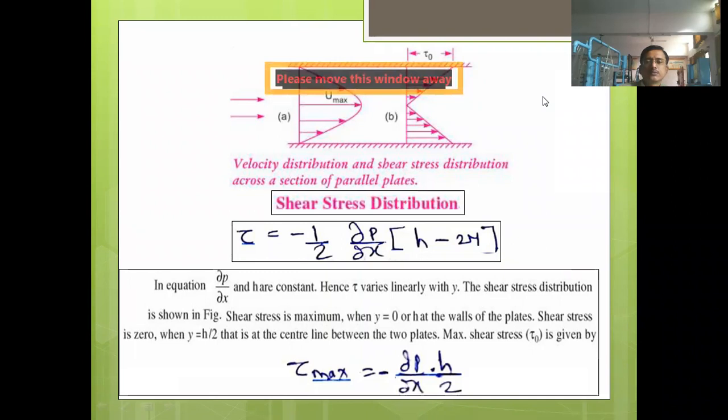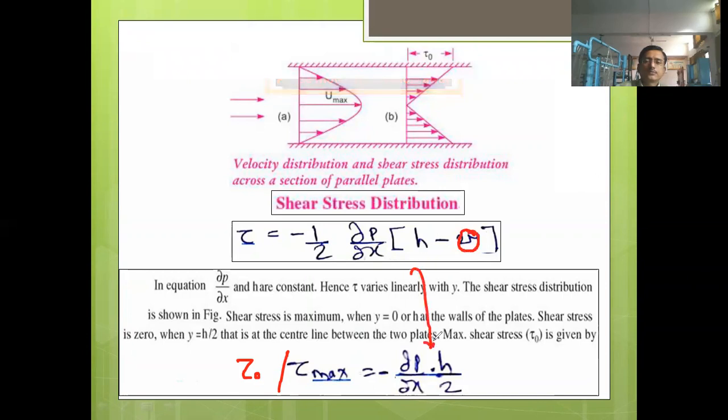Tau max, the maximum shear stress, where is it? Maximum stress will be at the wall of the pipe. So tau max is sometimes written as tau 0 also. It is the maximum shear stress at y is equal to 0. So tau 0 is equal to, in this equation, if I put y is equal to 0, this part becomes 0 and I get minus del P upon del x into h by 2.